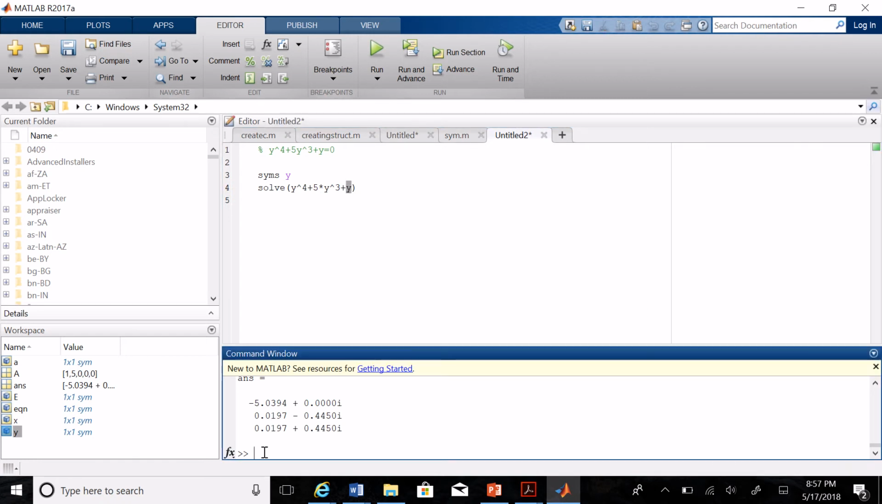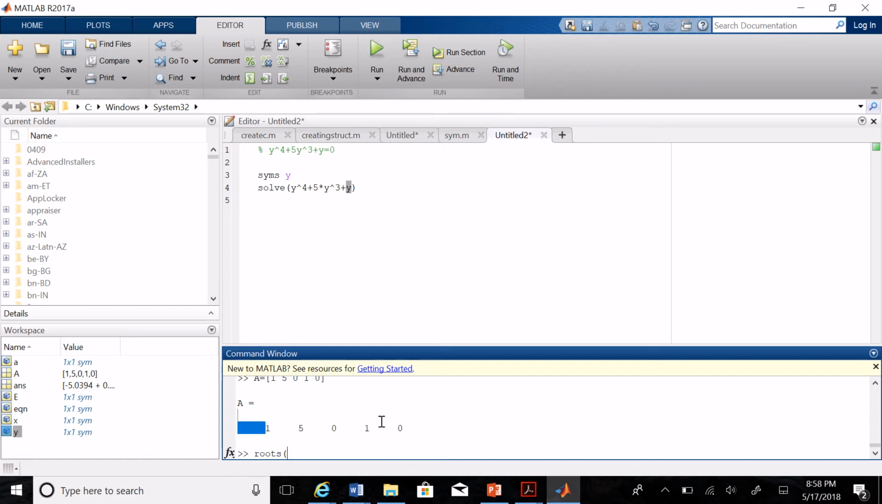So another way of doing this, because you have a polynomial, you can say a is the coefficient of all the terms. So for y to the power of 4 it is 1, for y to the power of 3 it is 5, y to the power of 2 I don't have, so I put 0, y is 1, and then the constant term is 0.